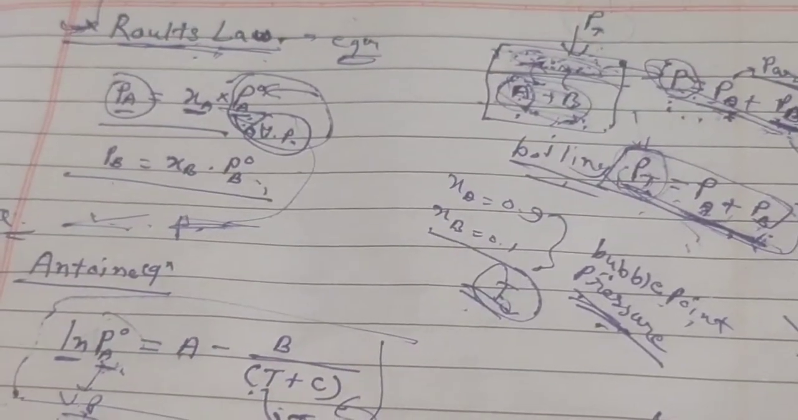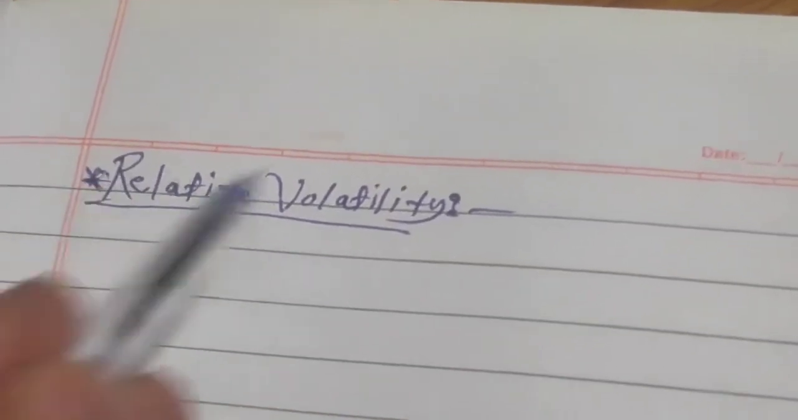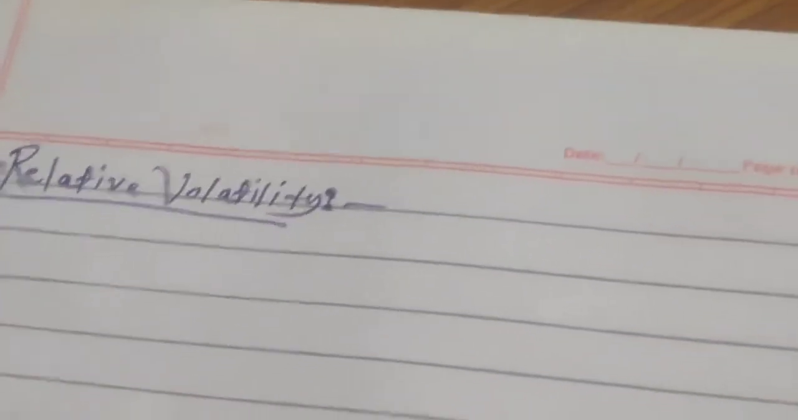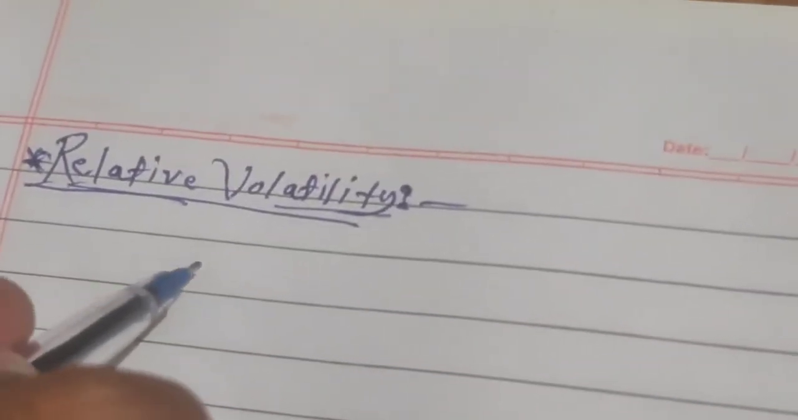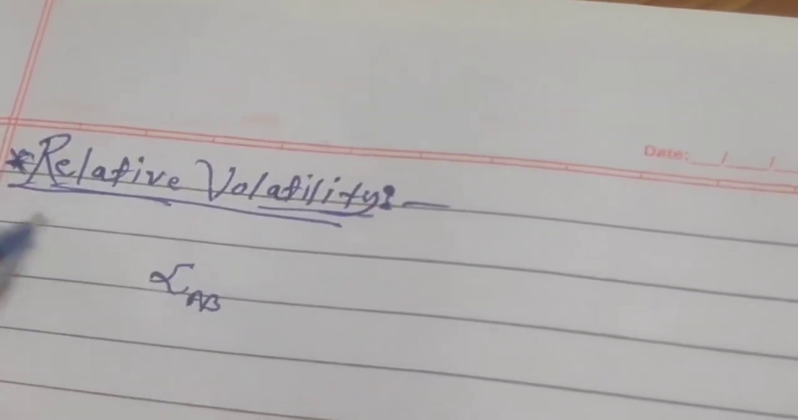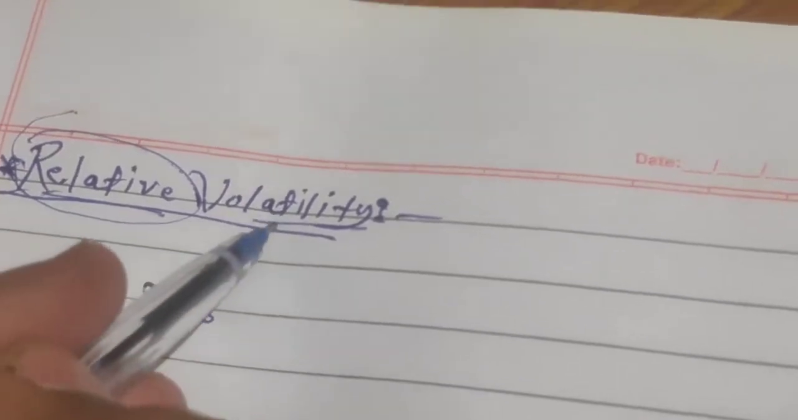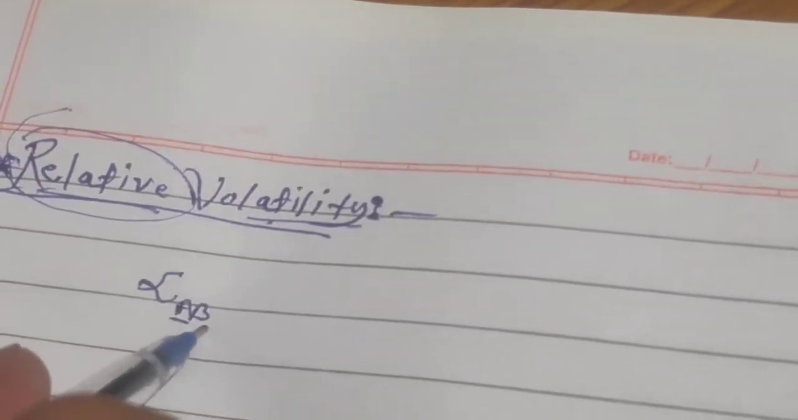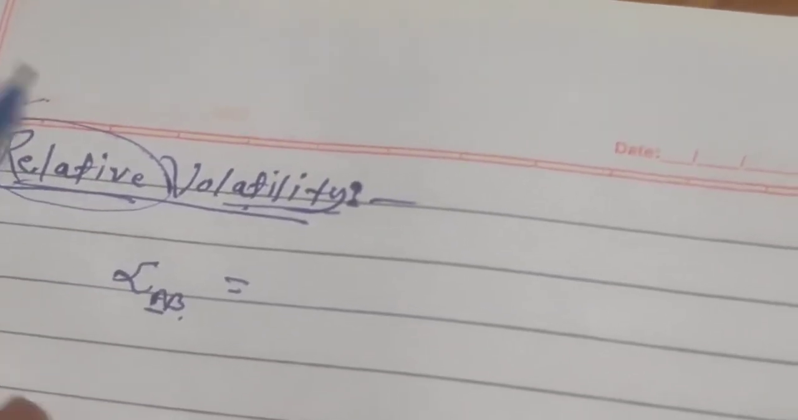So let's get next. Now on, we are going to study a new term, which is very important, called relative volatility. It is denoted by alpha. We call it alpha AB. As the name suggests, it is relative, meaning it's the volatility of A with respect to B. So it shows us how much more volatile A is with respect to B. A higher value of alpha means A is much more volatile than B.